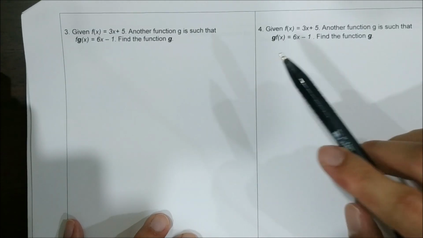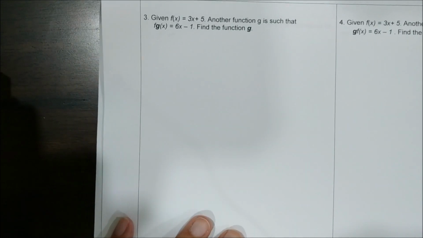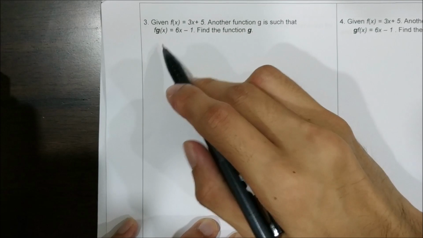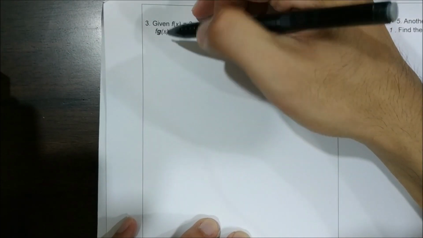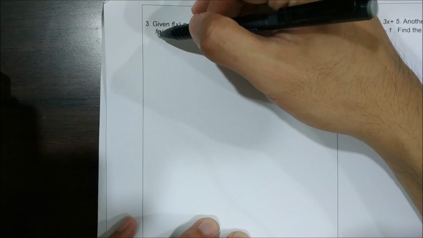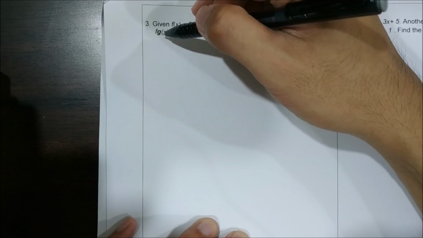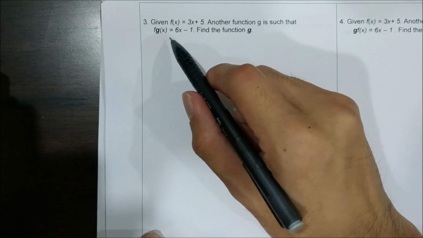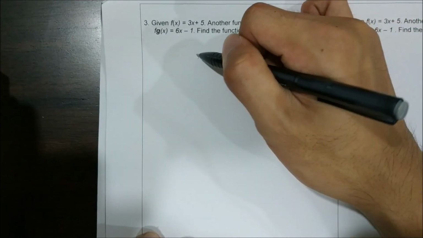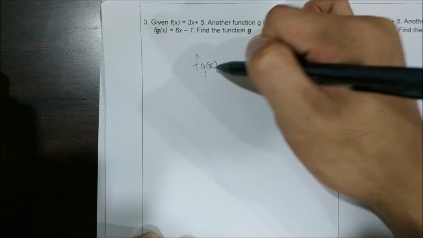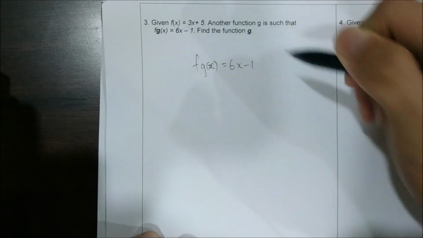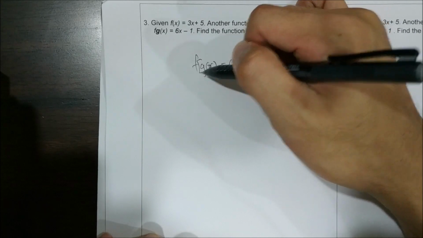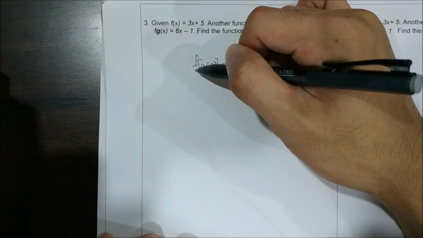So what is the difference between these two? Later we'll look at the difference. We try to solve this first. So you look at this. The g, we say g is inside the composite function of f. So now, based on this given composite function, write it down: fg(x) equals 6x minus 1. So from here you can see that actually g(x) is inside the f function.